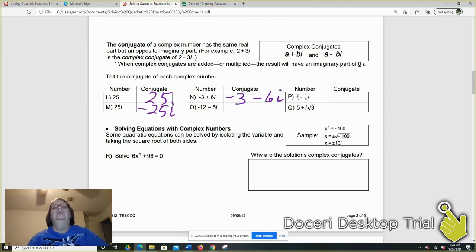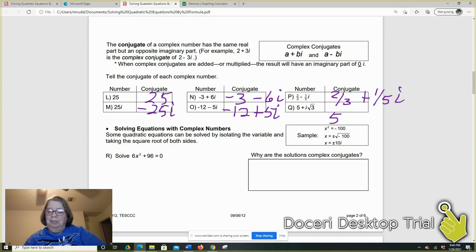Letter O. The real part is negative 12. It stays the same. The imaginary part is negative 5i. It's going to change sign to a positive 5i. Letter P. The real part is 2/3. It stays the same. Imaginary part, negative 1/5 i, changes sign. Q. The real part is 5. It stays the same. Imaginary part, i square root of 3. It changes sign.